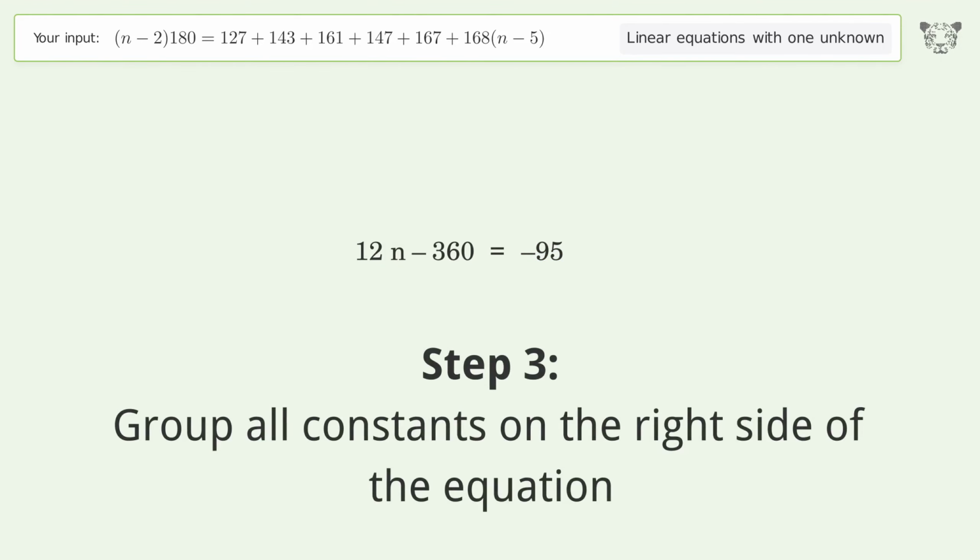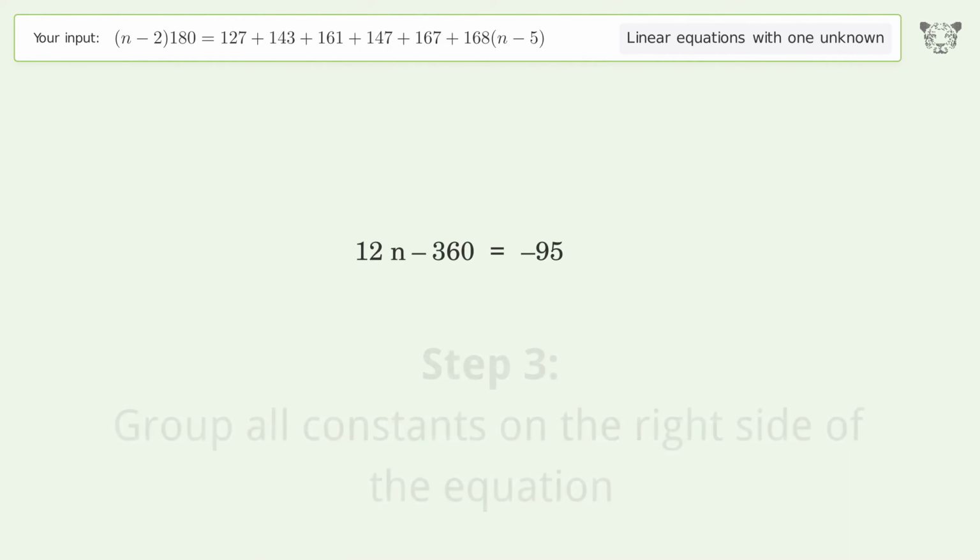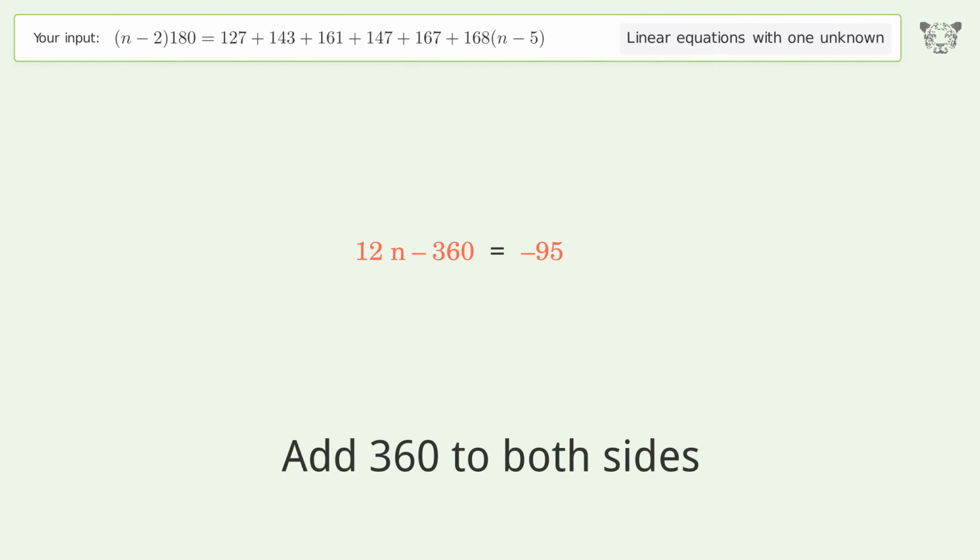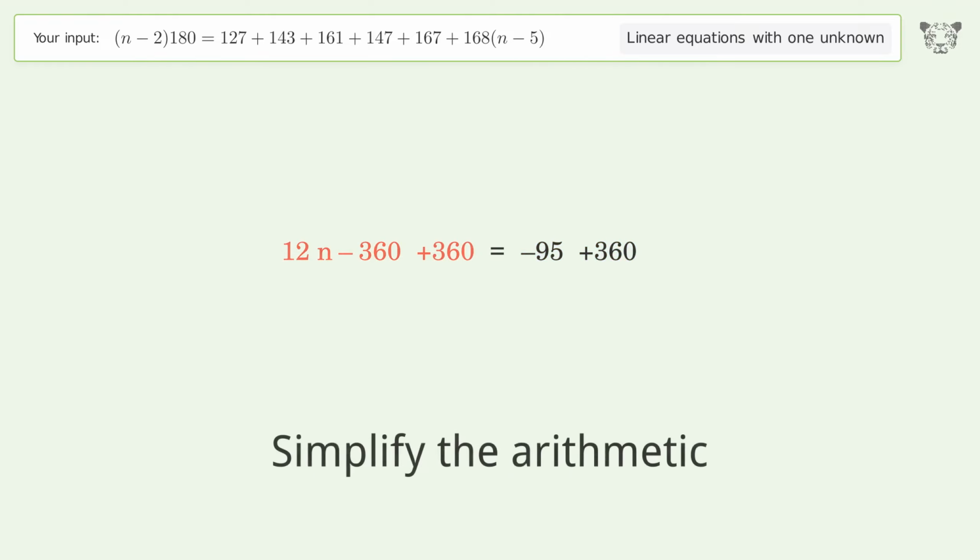Group all constants on the right side of the equation. Add 360 to both sides. Simplify the arithmetic.